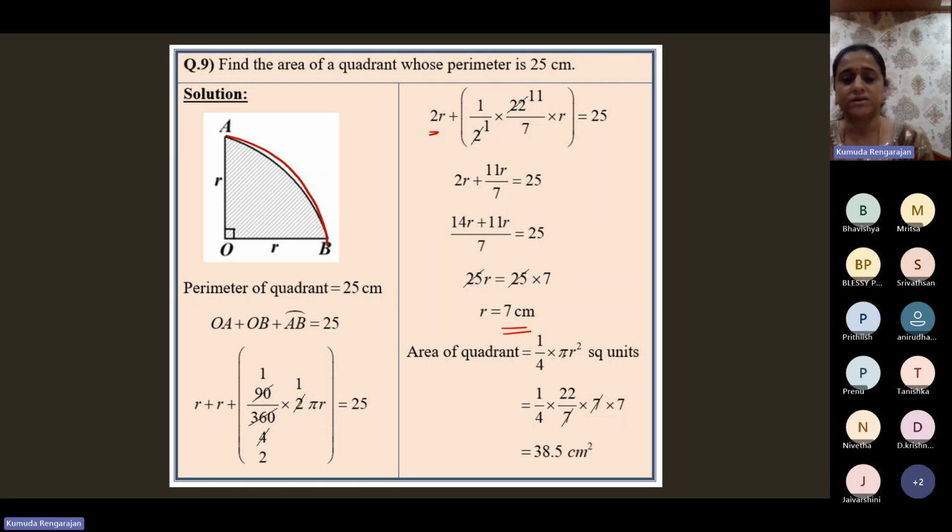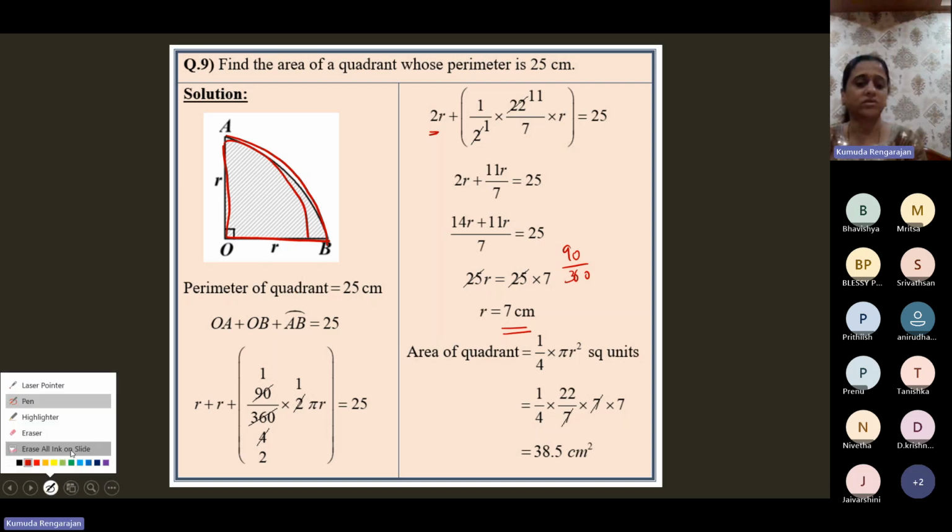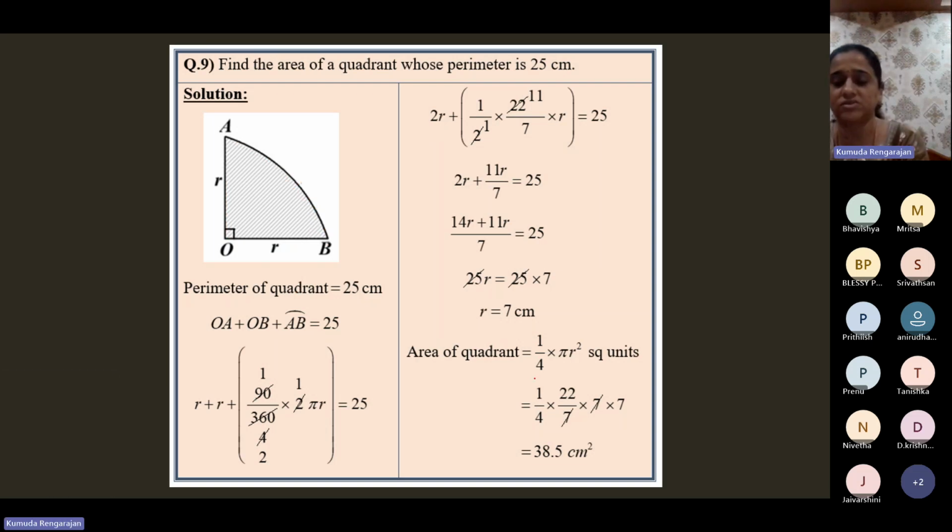And the area of the quadrant is 1 by 4 into pi r square. Or area of quadrant is 90 by 360 into pi r square, because a quadrant is a sector. So you can also use the sector formula, theta by 360 into pi r square. Or because it is 1/4 of a circle, 1 by 4 into pi r square.